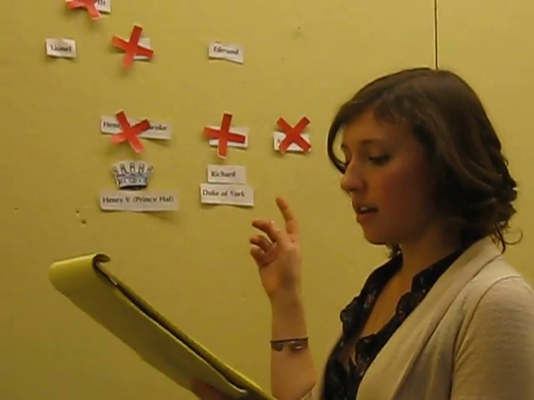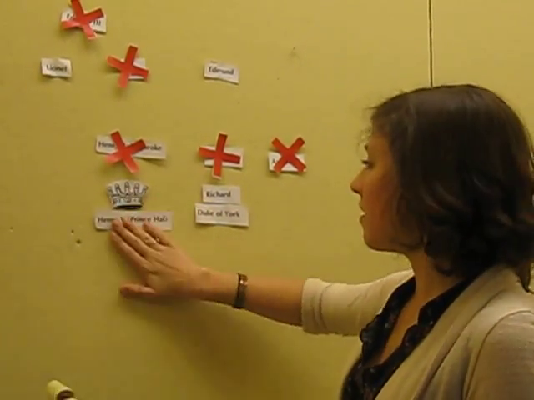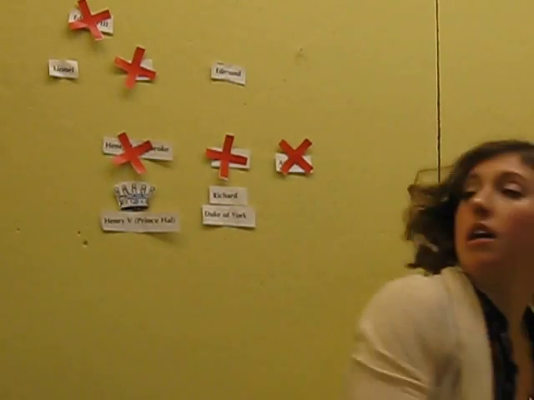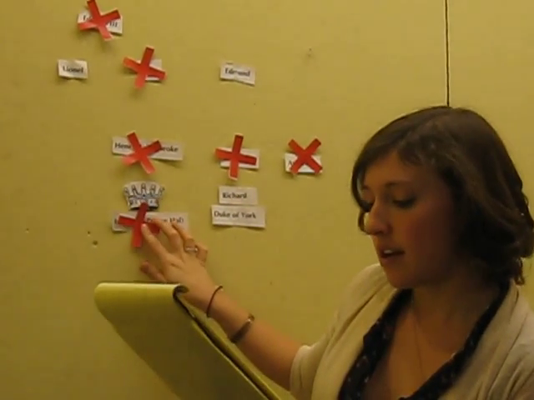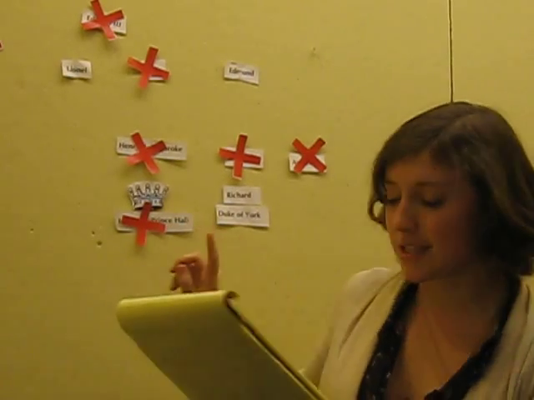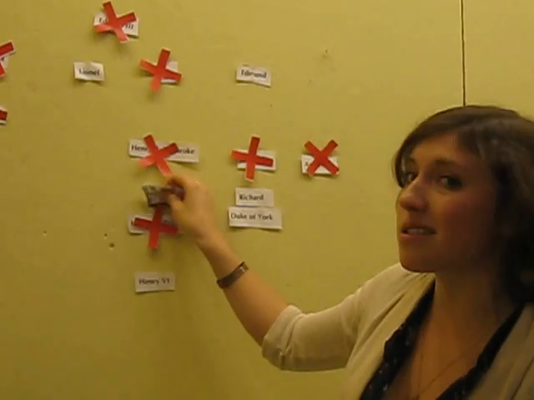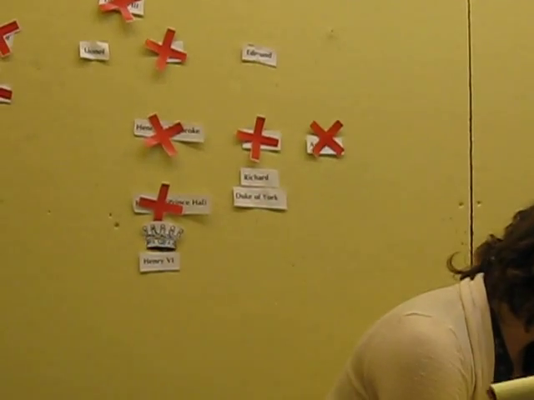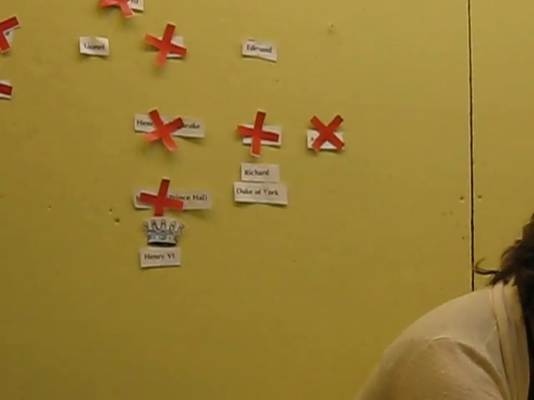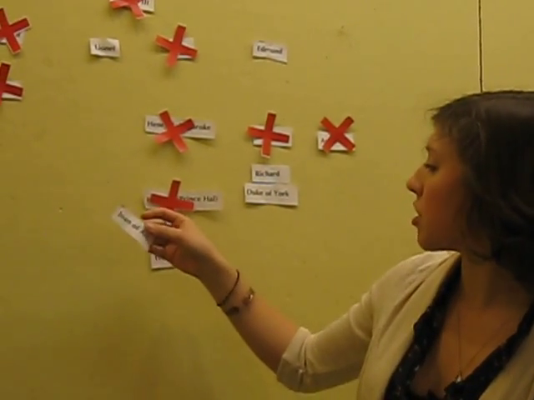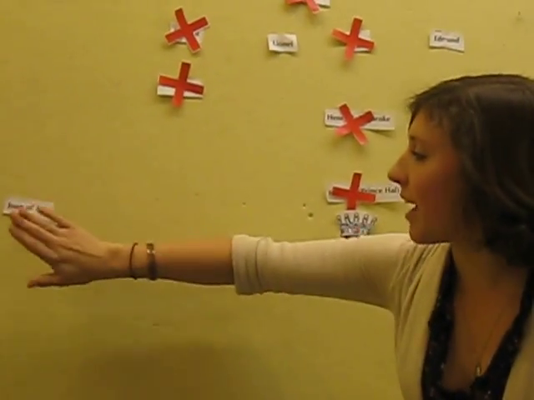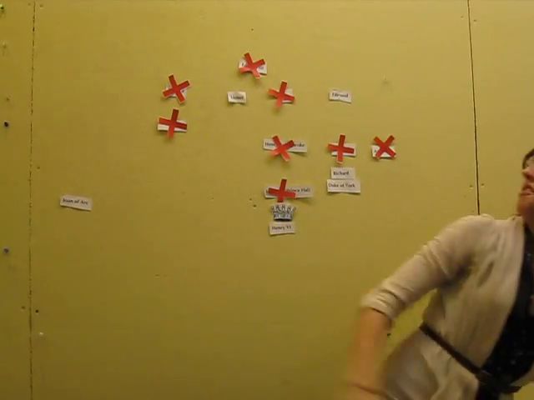So, let's see. Henry dies of dysentery. Allegedly. So his son, Henry VI, is now king, but he is too young to rule. So now we're on to Henry VI, part 1, 2, and 3. This is a little bit interesting. Joan of Arc shows up, frees France, and promptly dies.